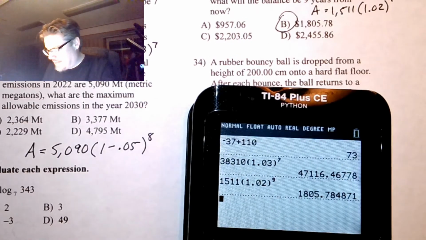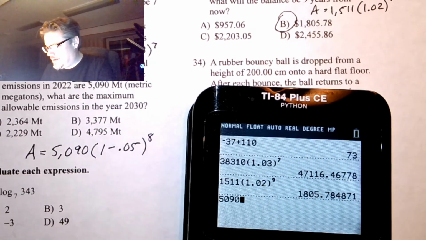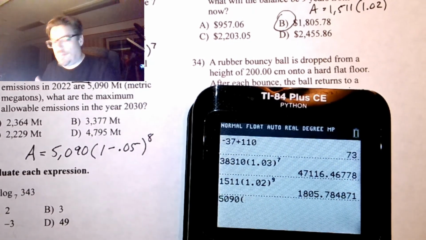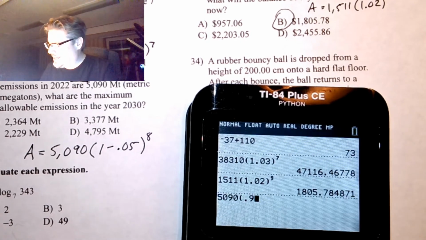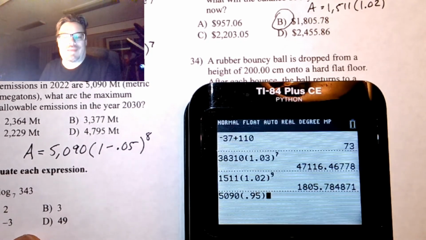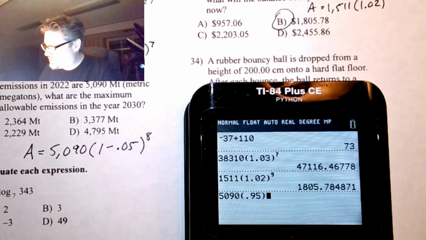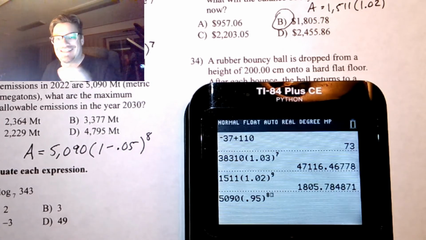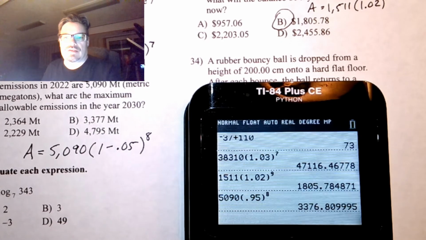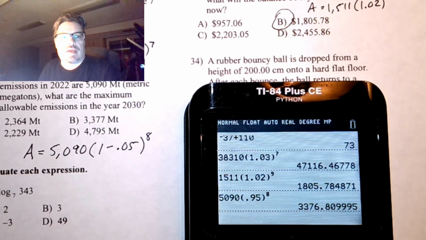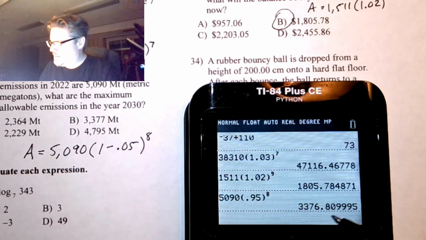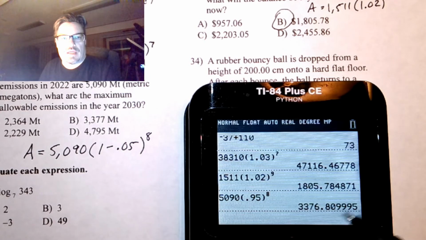So again, go back to the calculator. This is all in the setup. All right, now 1 minus 5% is actually 0.95. Okay, that means that after every time period, I'm left with 95% of my original value. That is decay. All right, so I'm going to round up to the nearest megaton, metric megaton.